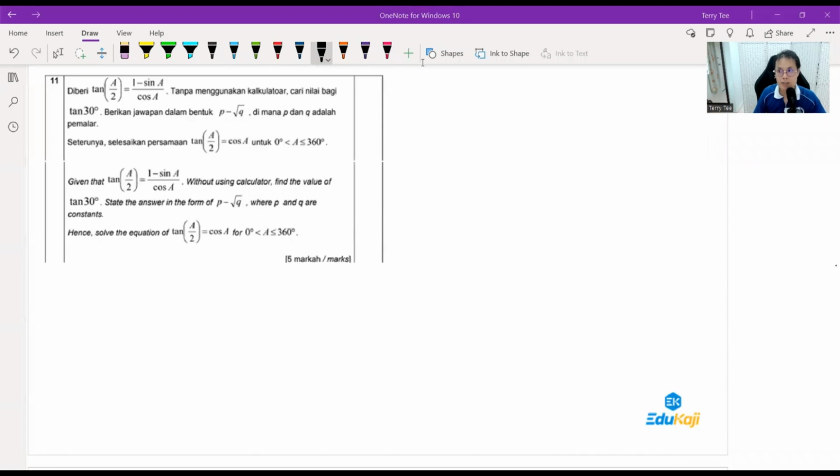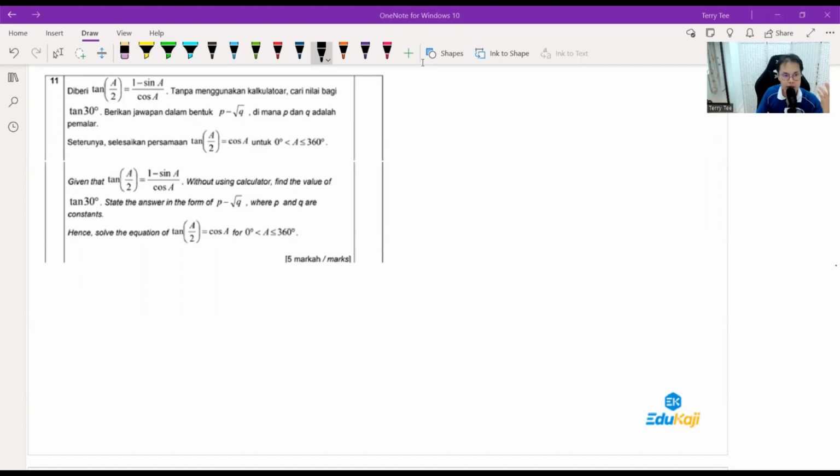Okay, question 11. This is the trigonometric function, Form 5, Chapter 6. This question has a lot of errors. First of all, the first error is that tangent A over 2 is not (1 minus sine A) over cos A. Well, I can prove it to you.